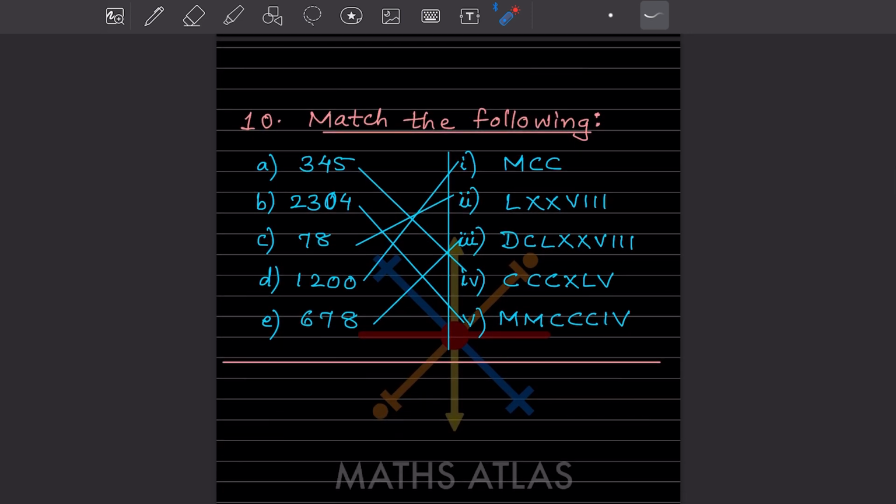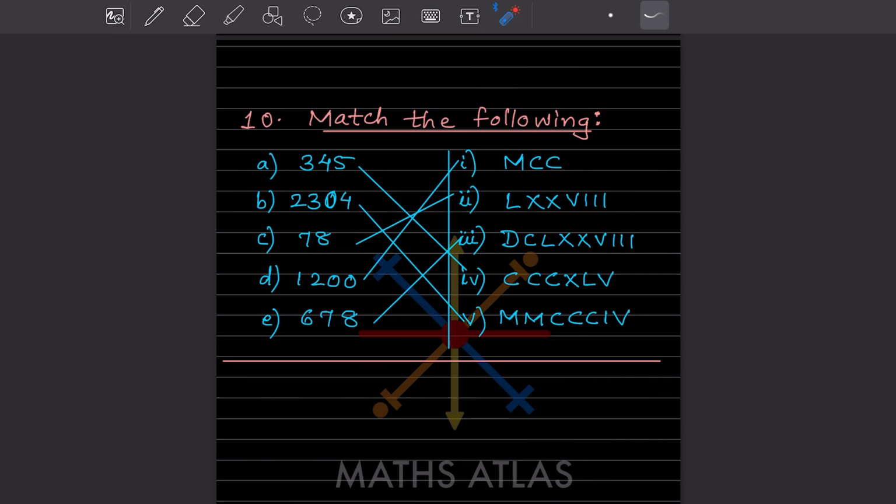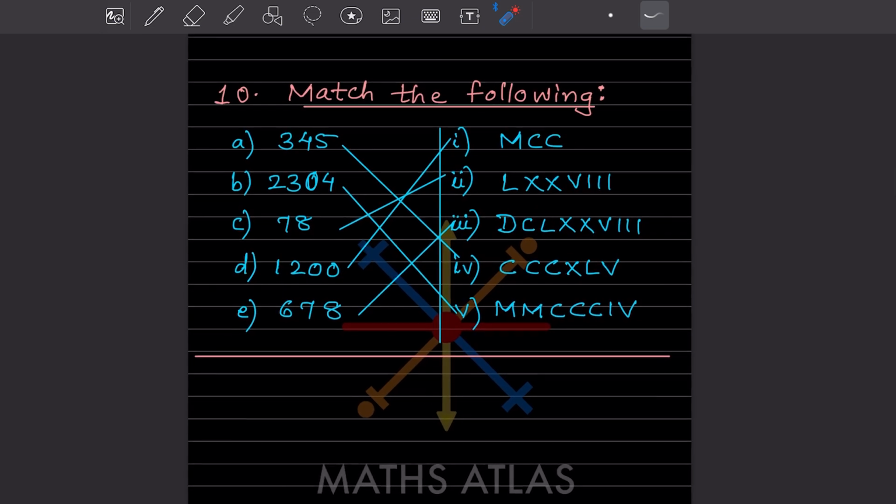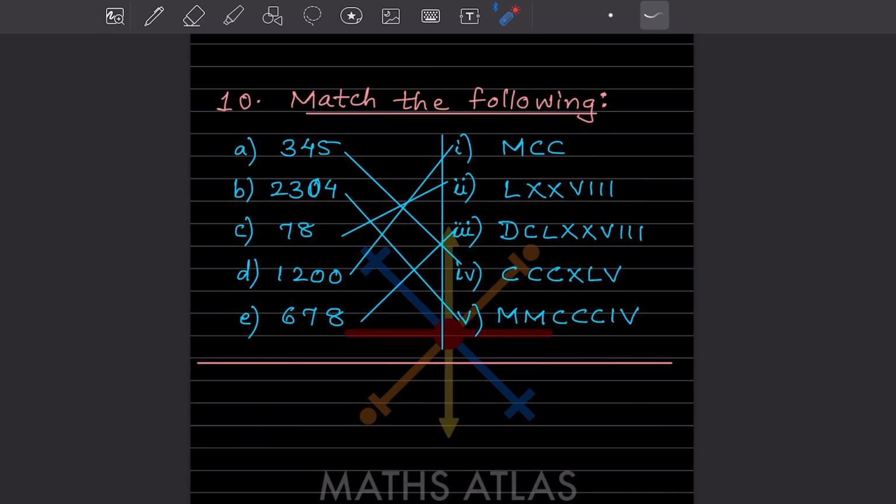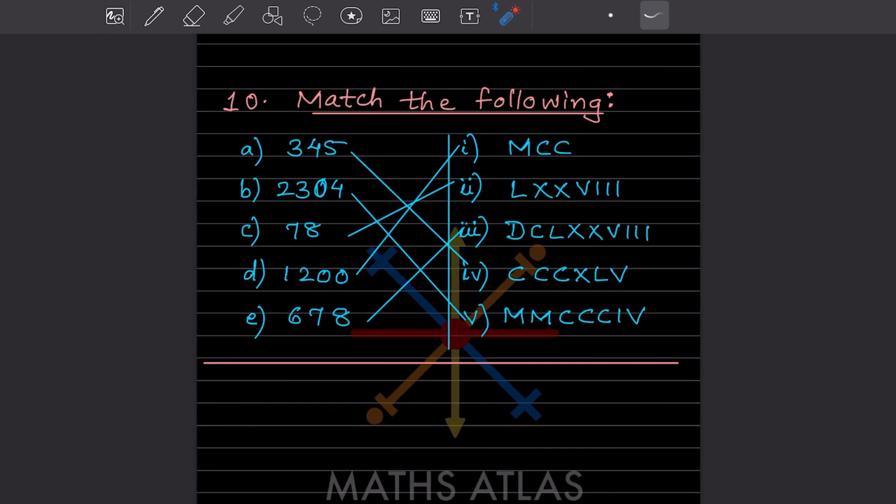So now what does the next problem say? You have to match the following. So now this is for the last video what I have seen for the Roman numbers. So now this 345. So 300 means it is going to be CCC. Okay, and 40 means XL, and 5 is going to be V. So where we can see CCC, this is 300, this is 40, and this is 5. Okay, so you have to match to this one.